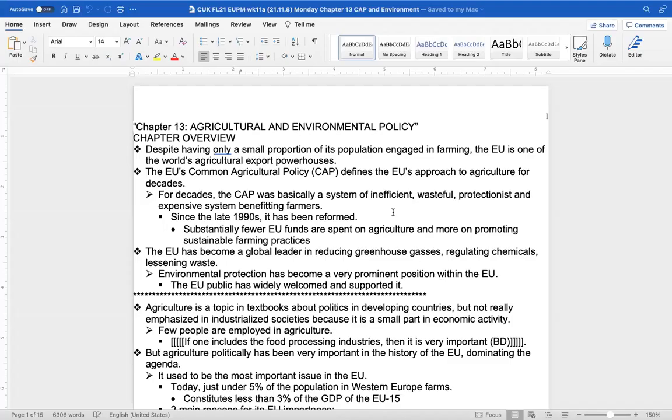So here are the notes from the Common Agricultural Policy and Environmental Policy. Again, so much is changing so quickly now in the European Union since the pandemic began that, of course, the notes regarding the European Union's agricultural and environmental policy are changing rapidly.